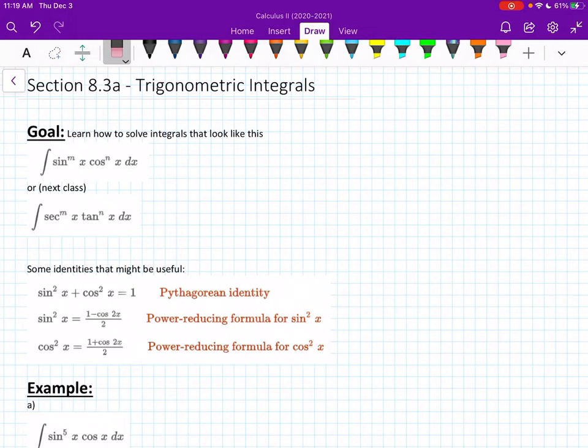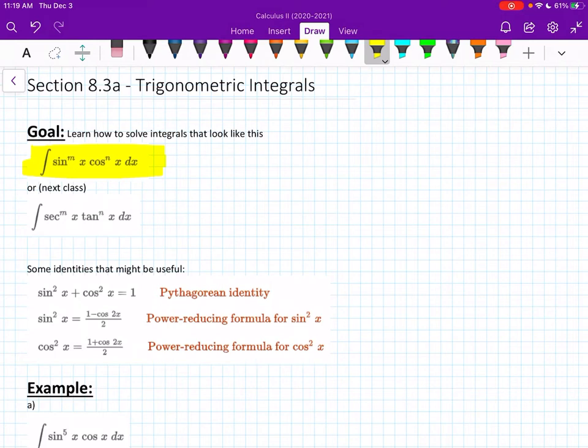We're probably going to break this up into two videos. The first video today, we are going to talk about how to integrate products of powers of sine and powers of cosine. And then next video, we'll get into secants, tangents, and there are some further topics we may cover in this section as well.